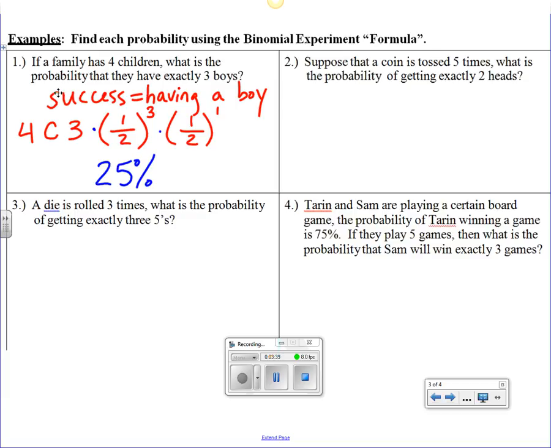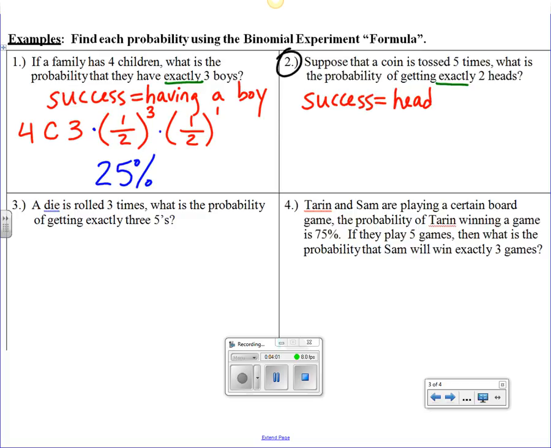All right, number 2, suppose that a coin is tossed 5 times. What is the probability of getting exactly 2 heads? In this case, a success is a head showing up on the coin. And let me go back. I should be underlining the keyword exactly on both of these.